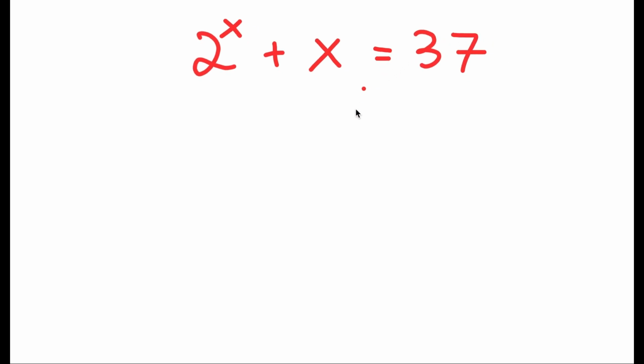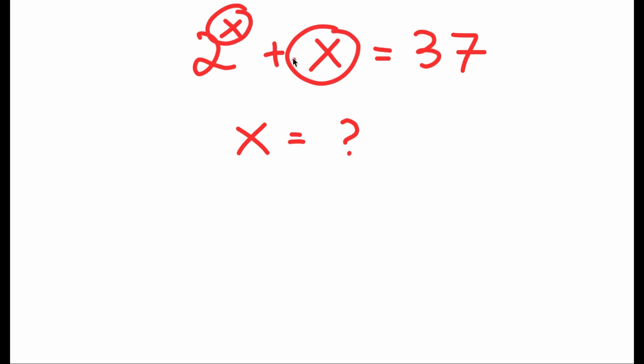Alright, so in this video, I'm going to solve the equation 2 to the power of x plus x is equal to 37. Obviously, over here, we want to find the value of x. And the tricky thing about this is that we have x as both an exponent and a term. So we need to find a way to solve this while x is both an exponent and a term.